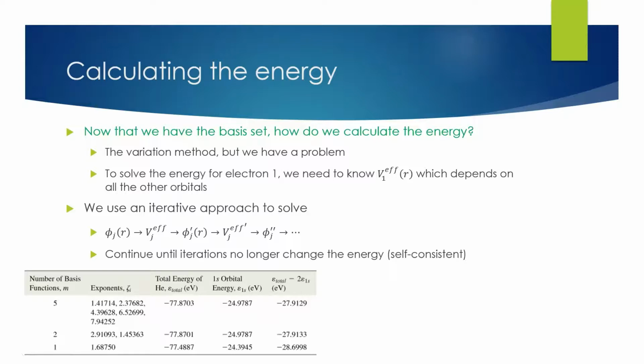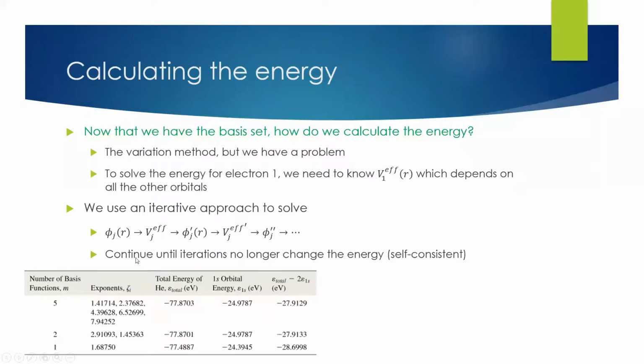We can also see the consequences of ignoring the electron correlation in this table. Naively, what we would expect is that the total energy for the helium atom is equal to the sum of the 1s orbital energies. We have an energy for one electron, and they're both in the 1s orbital. So if we add those two together, we should get the total energy.